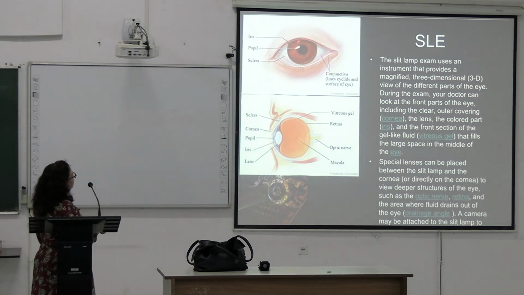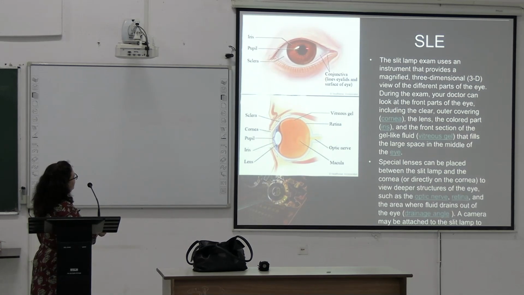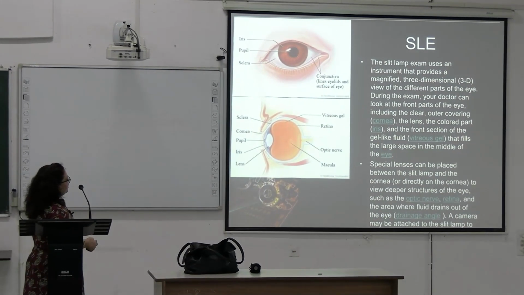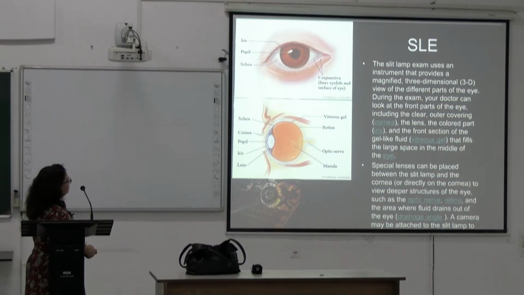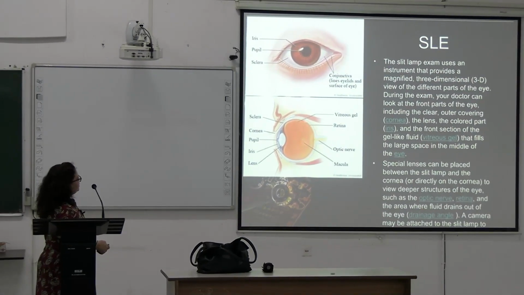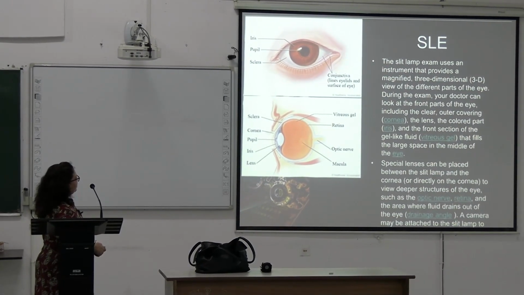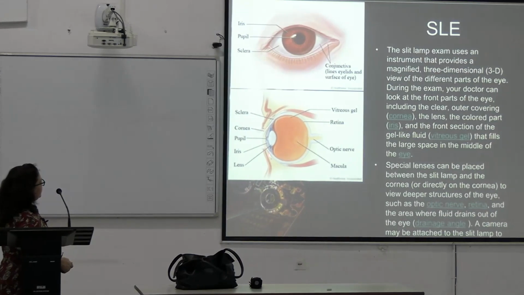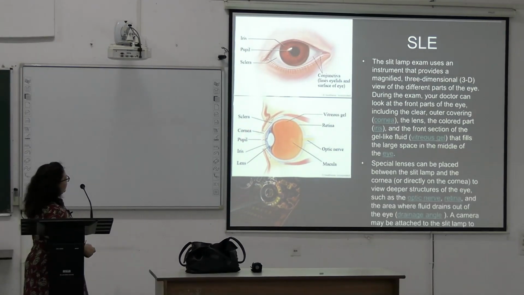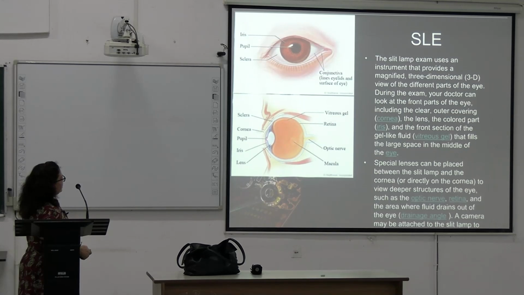This is the iris, and this one is the pupil. Then vitreous. This part is the, what is this? Vitreous. And this one is the lens. The first transparent layer is the cornea. And this aperture is called pupil. And this brown colored part is called iris.